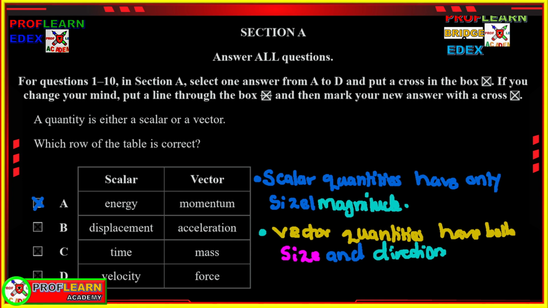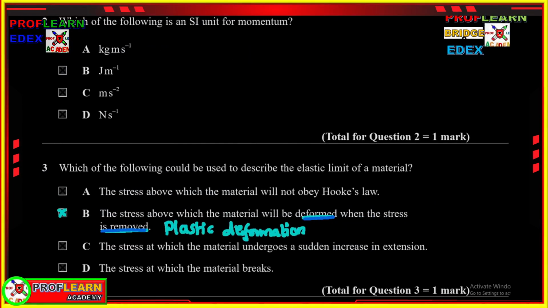Something that you need to appreciate at the beginning of this is that scalar quantities have only size or magnitude, meaning that scalar quantities can be described only in terms of size. They don't have direction. Vector quantities have both size and direction. So energy is a scalar quantity, momentum is a vector quantity, and that qualified that answer to be A.